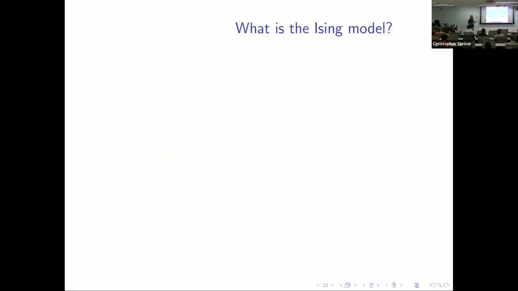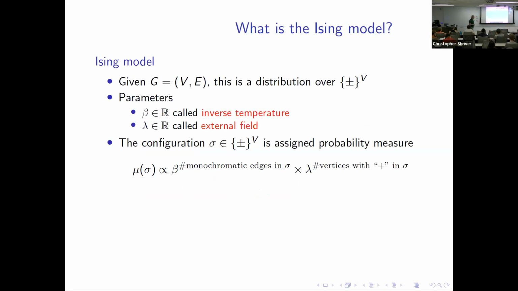So what these distributions are, so Will already gave an excellent introduction. Given some graph G, the Ising model is a distribution over plus minus assignments to the vertices of the graph. We have two parameters, beta and lambda. Beta, I call it inverse temperature. Lambda is the external field. This comes from physics, of course.